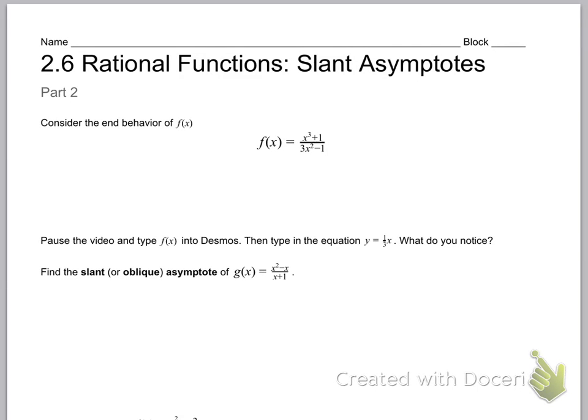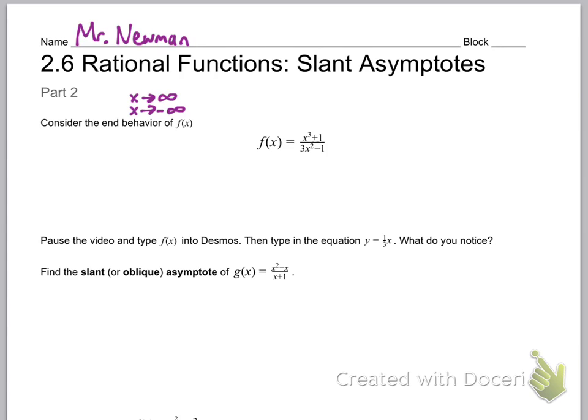We're going to do a real quick video on slant asymptotes. That's another part of rational functions. We already learned how to graph them, but there's one more thing we have to worry about, and that has to do with the end behavior. So just remember that end behavior means as x goes to infinity or as x goes to negative infinity, the far, far right and the far, far left of the graphs.